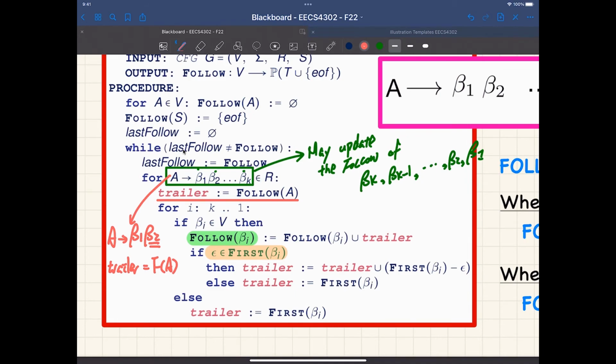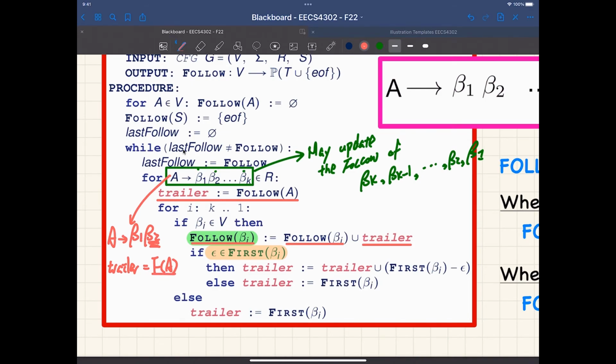You can see here, we can see the follow of beta I. This could be beta 2, and it's going to be the follow set of that. Maybe potentially it could currently be the empty set or whatever it is. It can just be accumulated by just the trailer, by just the follow of A. You can think of that, okay?